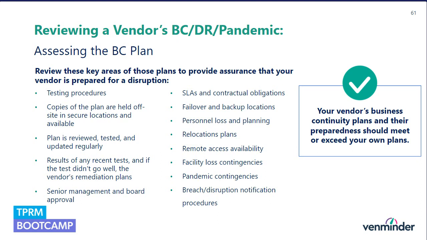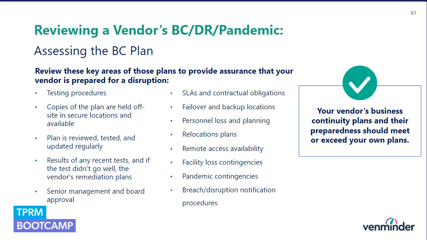Here are some key points to take a look at to give you an idea if your vendor is actually prepared for a disruption. You want to look at your testing procedures. You want to check to see that the plan is reviewed, tested, and updated regularly, and that senior management and board approval is included. You'll want to review SLAs and contractual obligations. Another item to know about is failover and backup locations. You'll also want to know about their personnel loss and planning, relocation plans, remote access availability, facility loss contingencies, pandemic contingencies, and that offsite copies of the plan are kept.